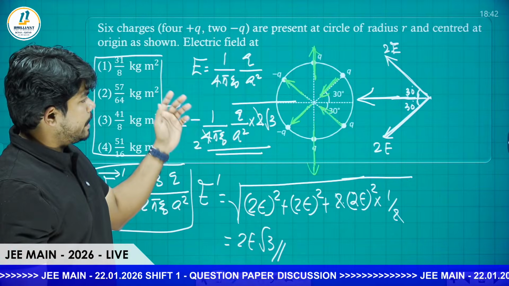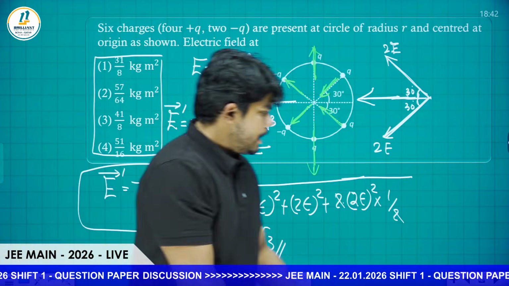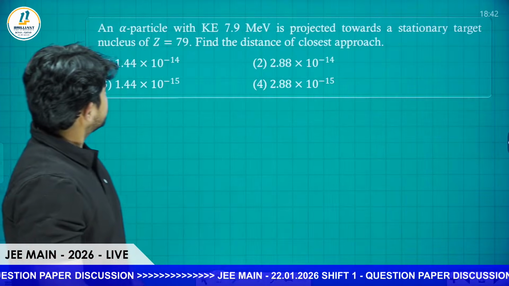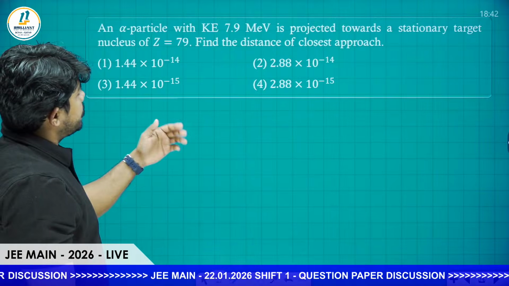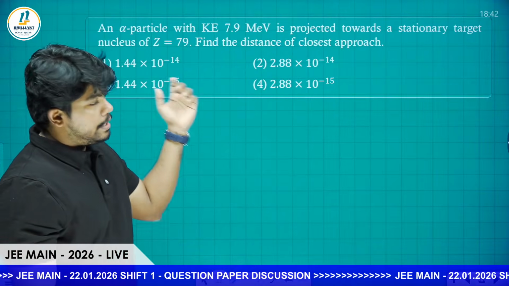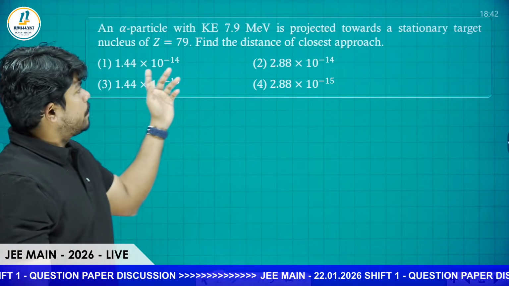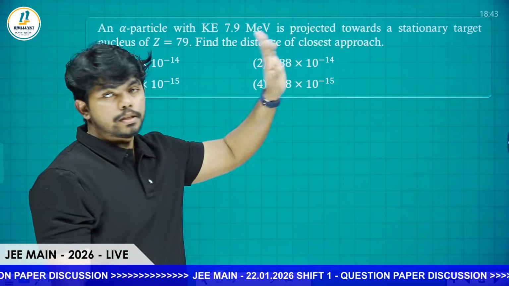It's not a lengthy question. We can apply the ideas of vector and solve it further. Okay, so moving on to the next one. An alpha particle with... this same question was actually on day 1. Okay, in shift 1 day 1 there was the same question where we have to find the distance of closest approach.